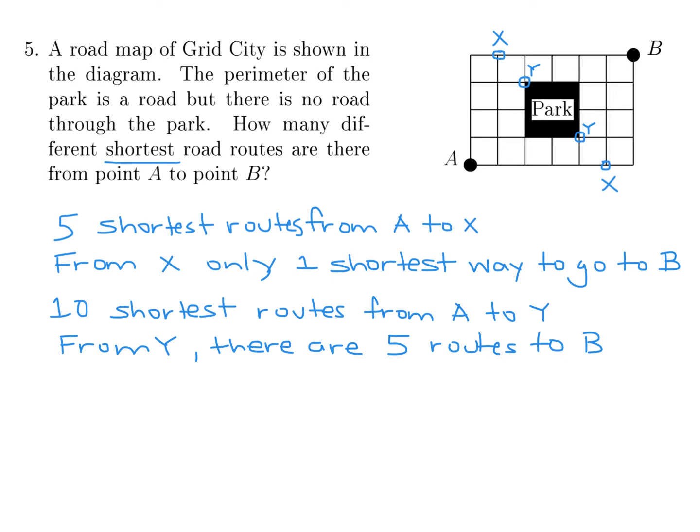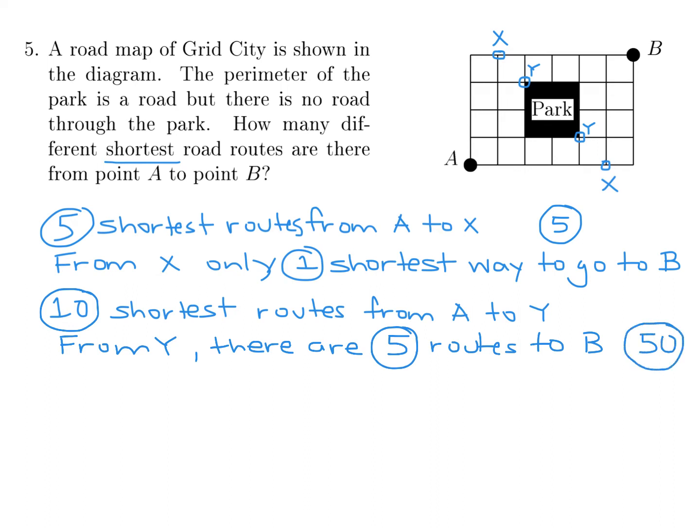From the first part, 5 shortest routes from A to X, then from X, only 1 shortest way to go to B, so that gives me a total of 5 routes, right? 5 times 1. And then from here, there's 10 shortest routes from A to Y, and then once you get to Y, there's 5 routes to B. So it's 10 times 5, which is 50. So 5 plus the 50 gives me my total, which is 55.